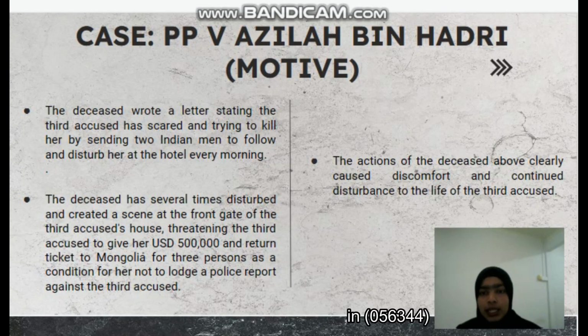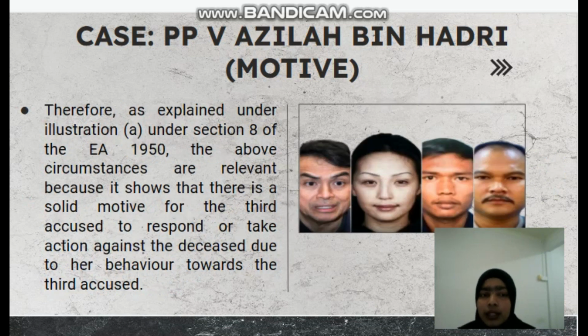In the case of PP against Azilah bin Hadri, the motive can be seen from the act of the deceased, who wrote a letter stating that the third accused had kept and tried to kill her, and the deceased had several times disturbed and threatened the third accused. The action of the deceased clearly caused discomfort and continued disturbance to the life of the third accused. Therefore, as explained under illustration A under Section 8 of the Evidence Act 1950, the above circumstances are relevant because they show that there is a solid motive for the third accused to take action against the deceased due to her behavior toward the third accused.